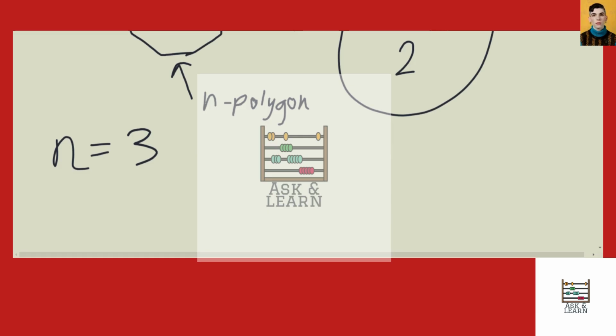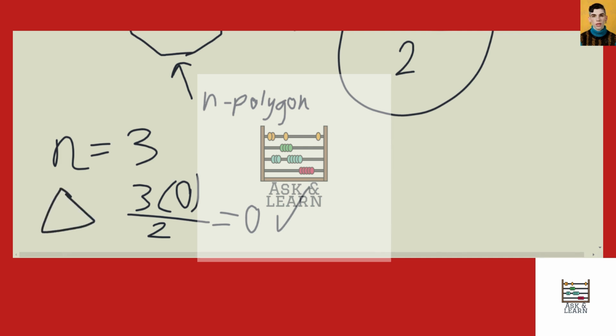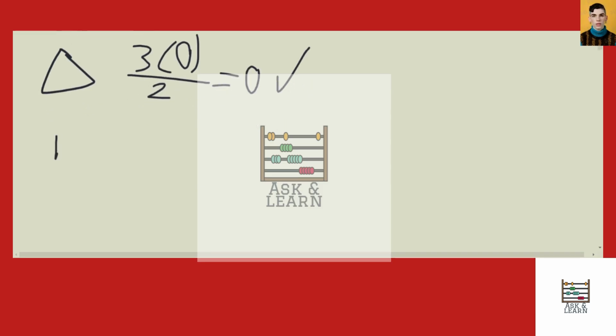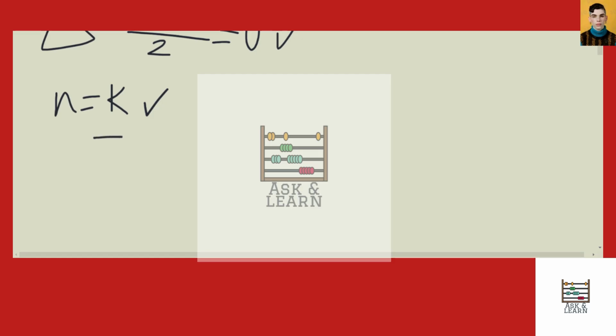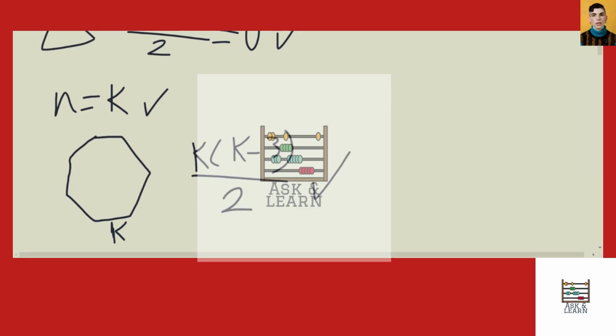A triangle has 0 diagonals. And using the formula, 3 times (3 minus 3) over 2 is 0 over 2, which is also 0. So that is correct. Now let's say n equals k is in fact correct. Say this is k-sided. That's going to be k times (k minus 3) over 2 diagonals. Let's say this is correct.